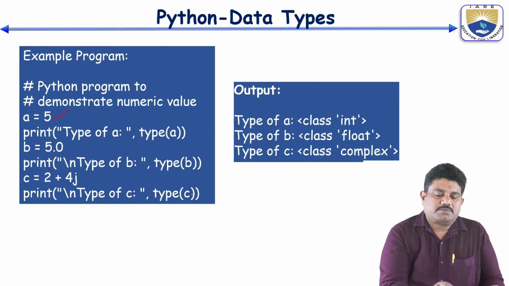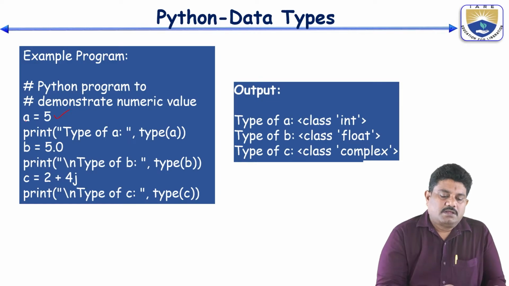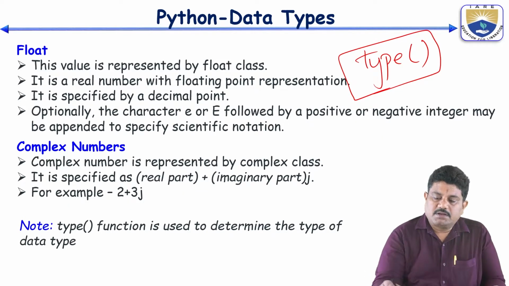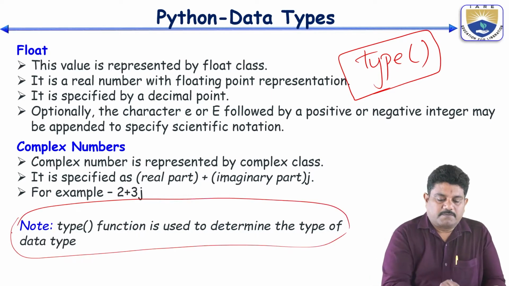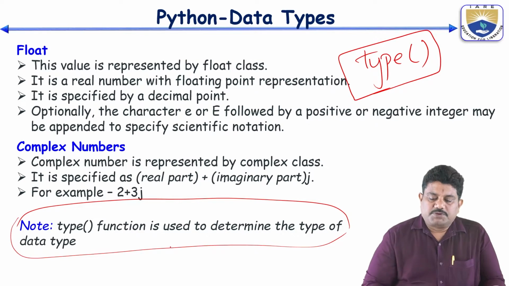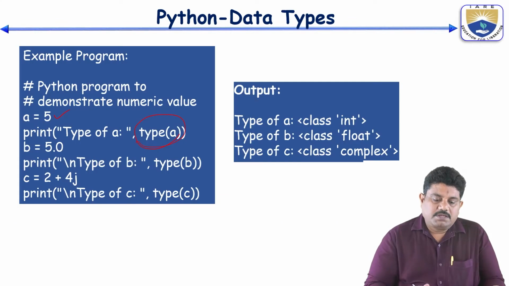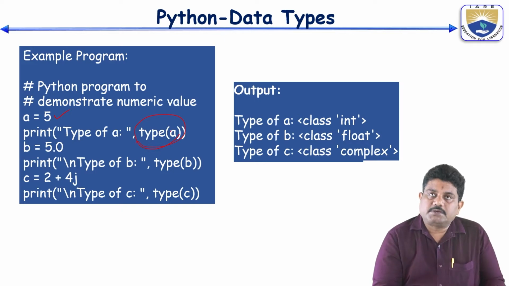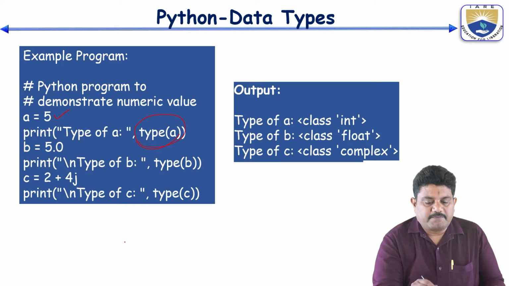So what does it mean? A equal to 5. You assigned a whole number 5 to a. Now, whenever you print type of a, this is the function you are passing. In the previous slides we have seen type of, and in the note also it is there: the type function is used to determine the type of a data type. Here in this program, you assigned 5 to a, and you are calling the type function by passing a as a parameter to that function.